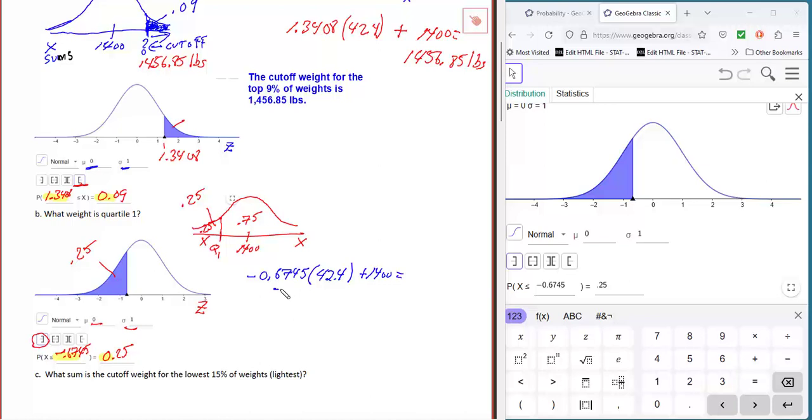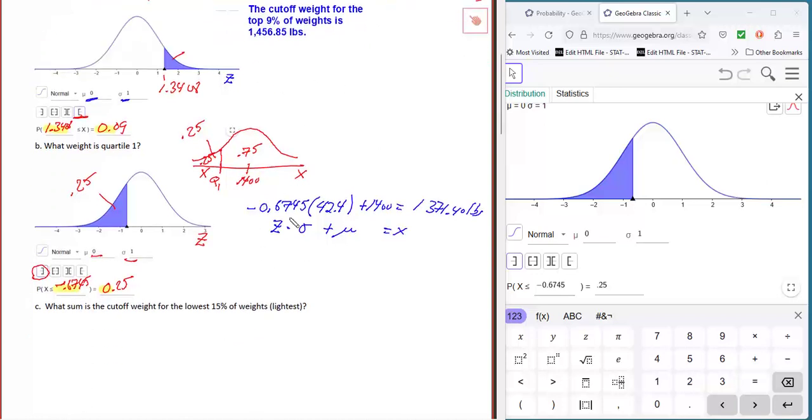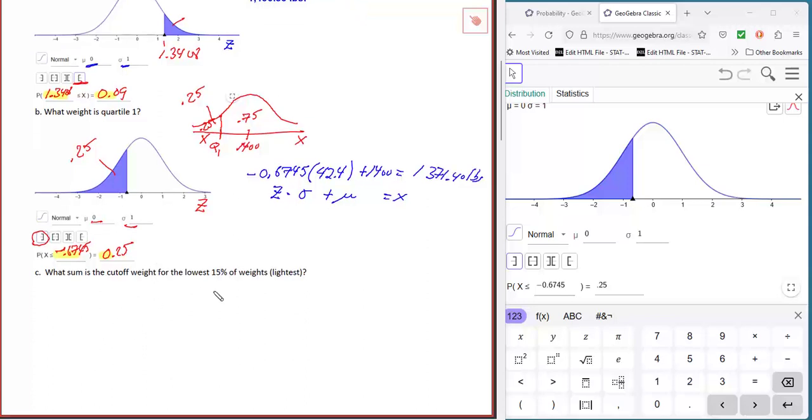And again, as a reminder, what we have is z times sigma plus mu, and the output is x. So I type that all in, and I get 1,371.40 pounds is the quartile 1. All right. So notice the z-score for quartile 1 is never going to change for a normal distribution. It's always going to be negative 0.6745. Okay. All right. I'm not going to write the interpretation of this just so we save some time.